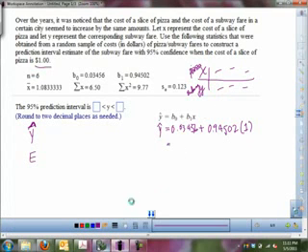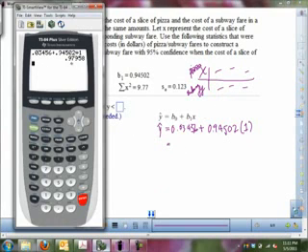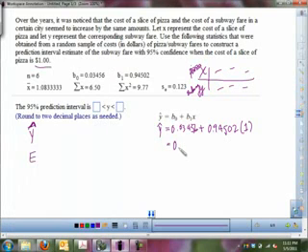Sorry, I lost it. That was 0.97958. So we have y hat. Now we need our margin of error.